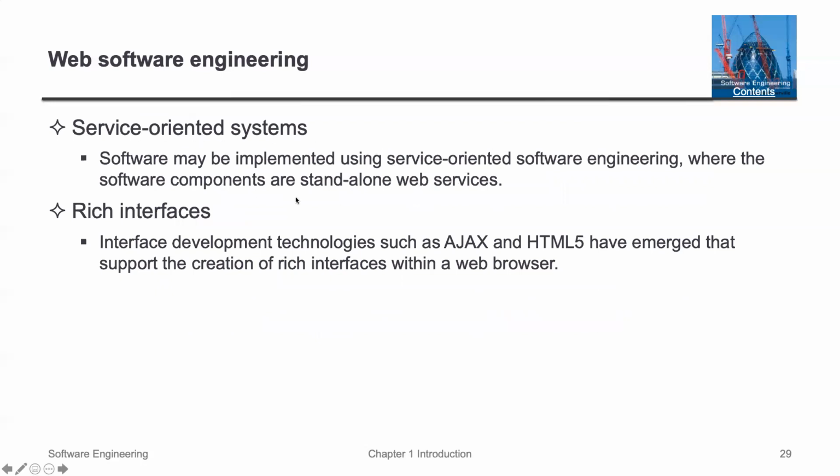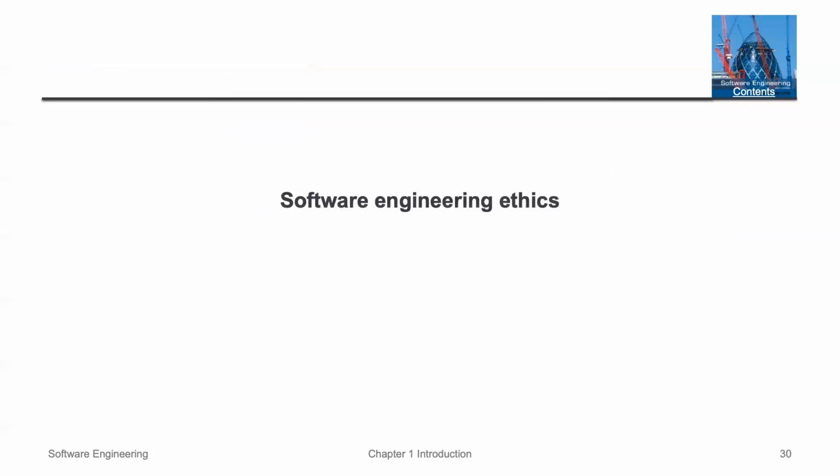Service-oriented systems are an area where a lot of work has been going on, and software may be implemented using service-oriented software engineering, where the software components are standalone web services. We'll talk about software components as we move on later. And then you can have various rich interfaces with some different standards that have emerged. Interface-development technologies such as Ajax and HTML5 have emerged that support the creation of rich interfaces within a web browser. And the web browser definitely has matured and continues to evolve as things go on.